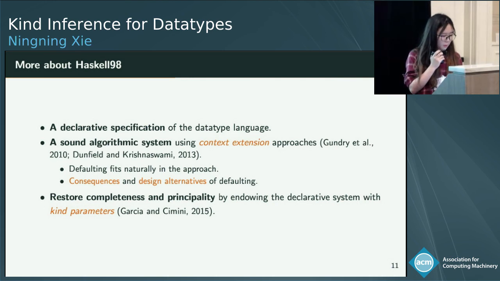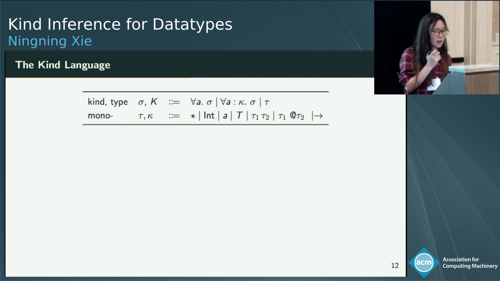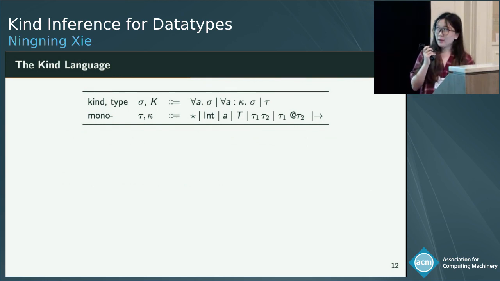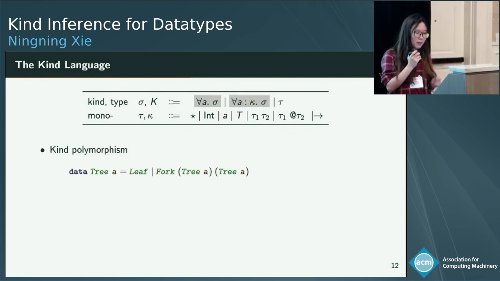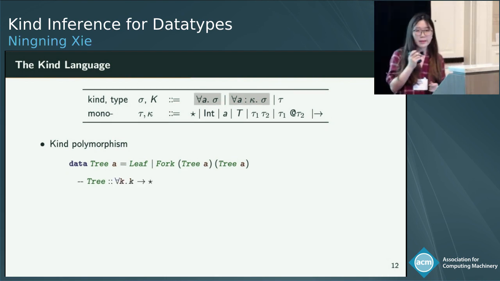Now let's move to modern Haskell. We present a formalization of a fragment of modern Haskell. From the kind language, you can see that now we have kind polymorphism. So for the previous tree example, instead of defaulting this A to have kind star, now we can have kind for all K2 star.